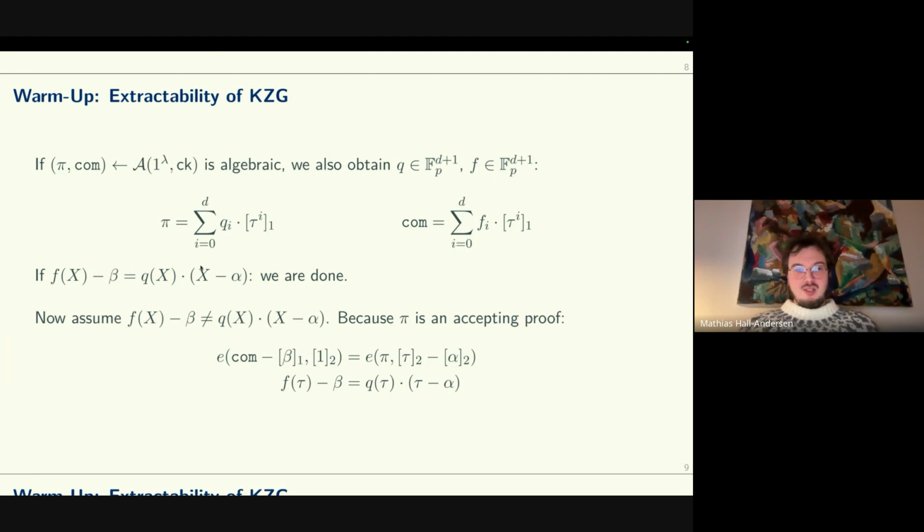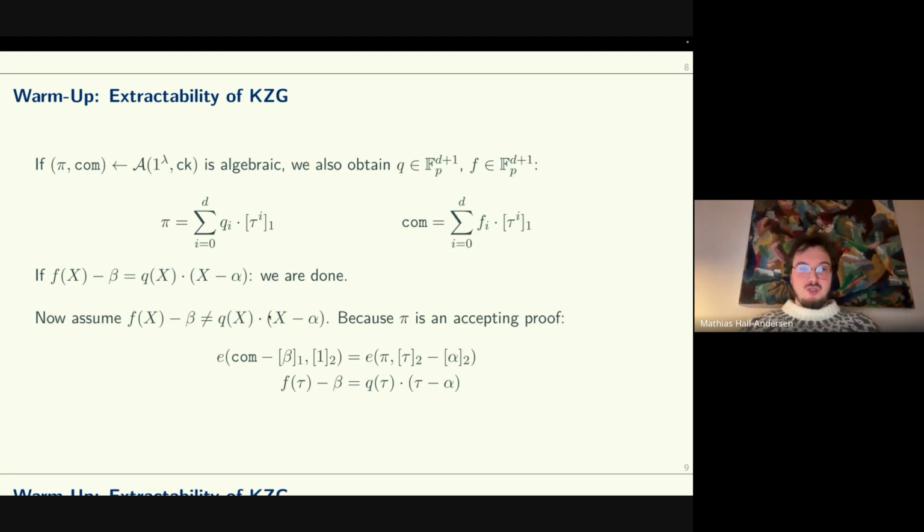Okay. So now, if this polynomial I recovered is actually such that when I evaluate F at alpha, I get beta, then we're done. We just extracted what we wanted to extract, and everything is happy, the extractor works. In other words, if f of x minus beta is q of x times x minus alpha, we're done, right? That means exactly that f of alpha is beta. Now, if it's not the case that this polynomial is equal to this polynomial, I can subtract them from each other.